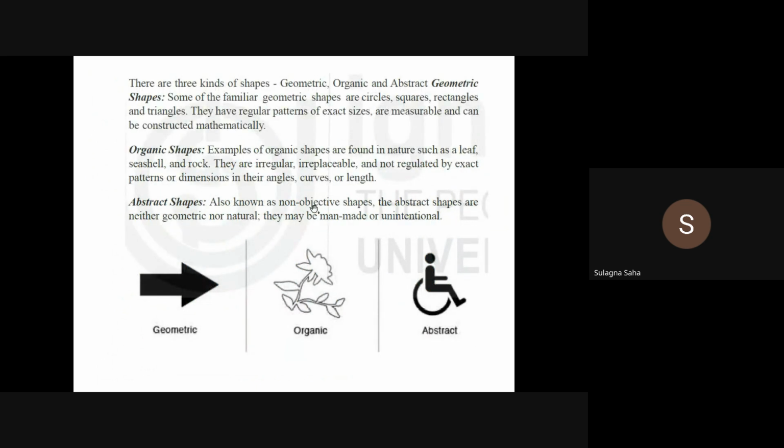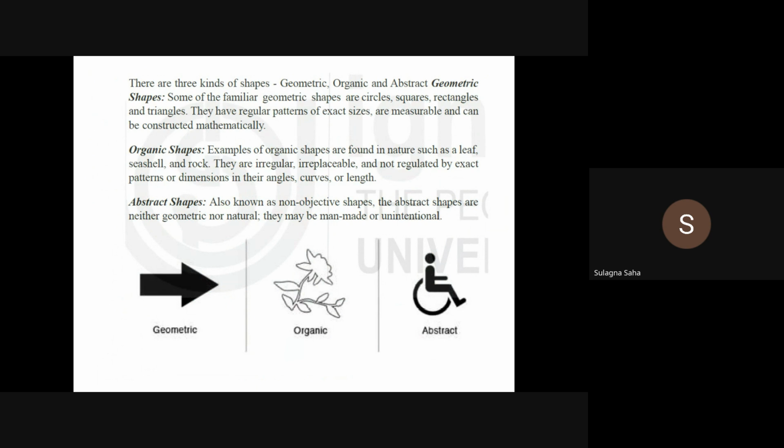When we talk about shapes, there are essentially three kinds: geometric, organic, and abstract. Geometric shapes are formed of man-made structures like circles, squares, rectangles, triangles, anything which has a certain set of measurements, which can be measured and constructed very mathematically.